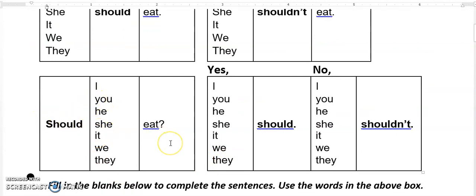So in the next part, we have the question, yes, no question. Should you eat? ¿Deberías comer? And we have the short answers. Yes, I should. Sí, yo debería. Or no, I shouldn't. Yo no debería.